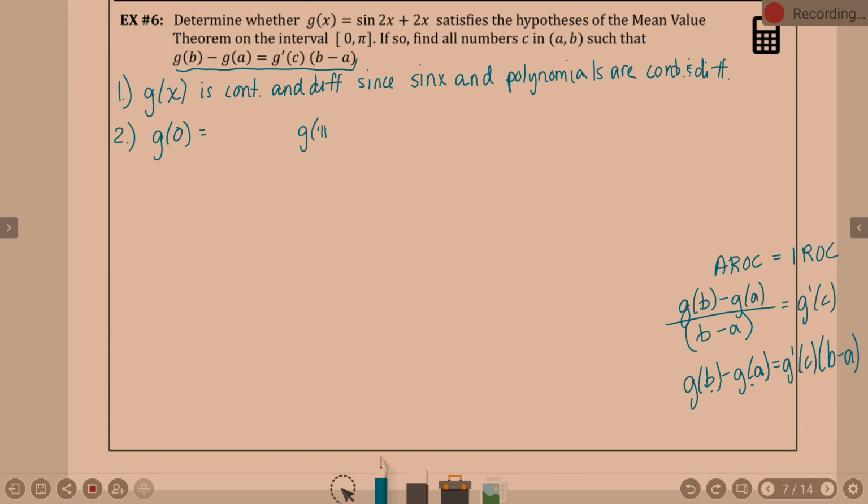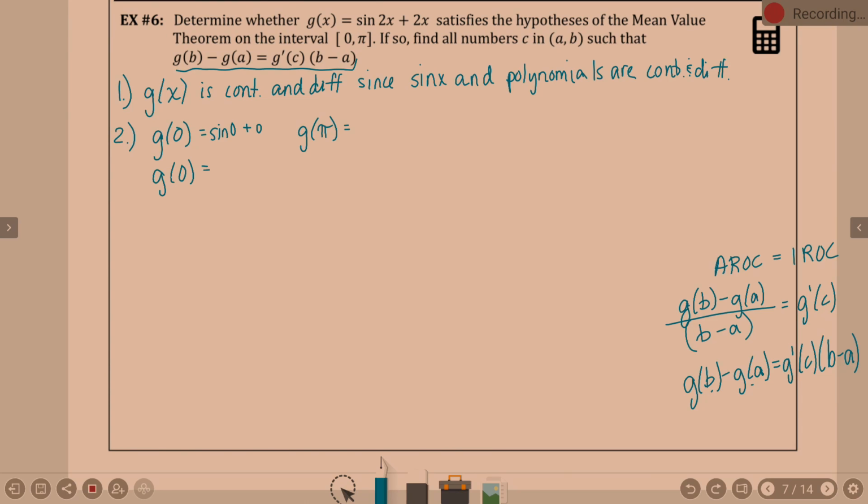What do you got for g of 0? Sine of 0 plus 0. So g of 0 is indeed 0.